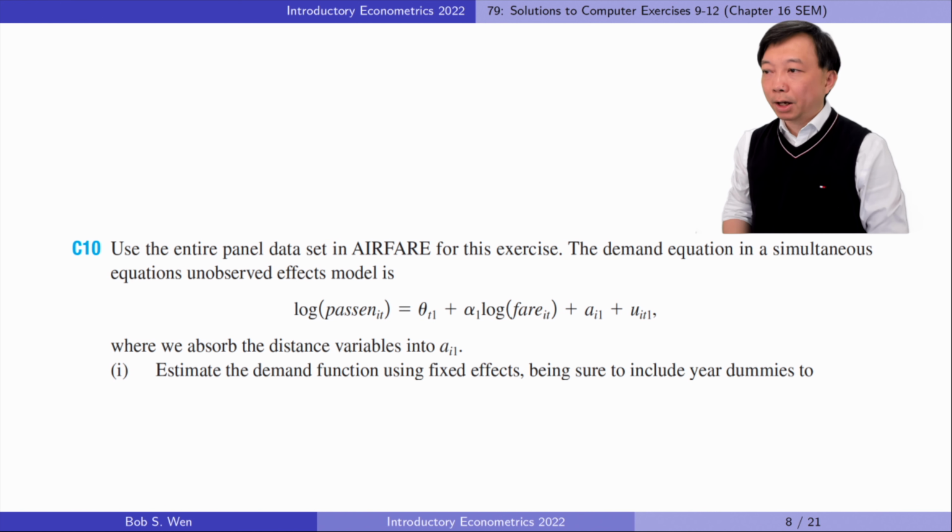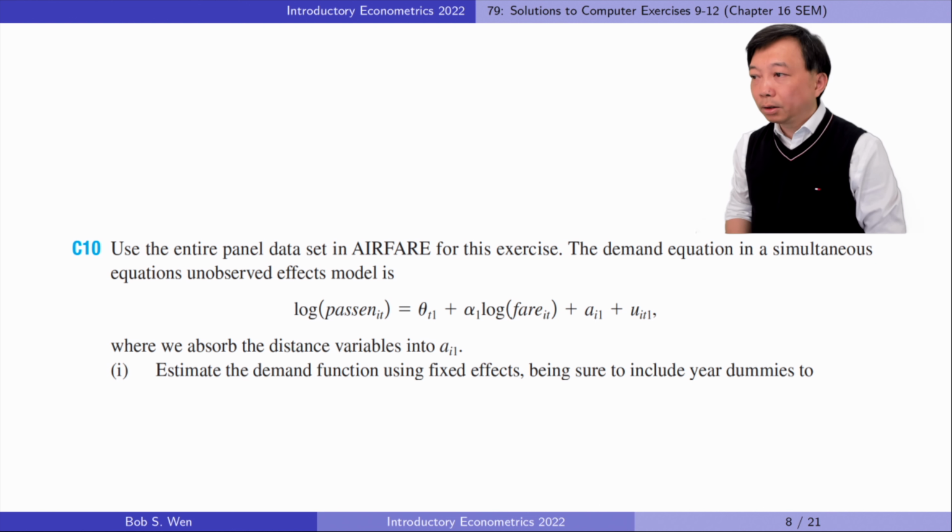Let's solve computer exercise 10. Use the entire panel dataset in airfare for this exercise. The demand equation in a simultaneous equations unobserved effects model is as follows, where we absorb the distance variables into the individual fixed effects ai1. In Part 1, estimate the demand function using fixed effects and include year dummies to account for the different intercepts. What is the estimated elasticity?